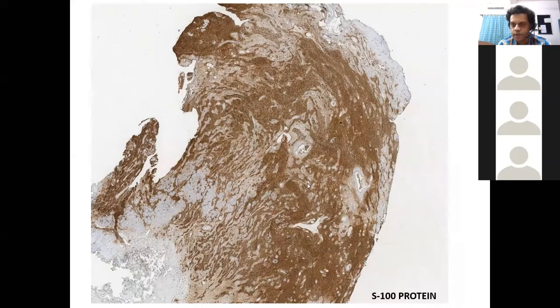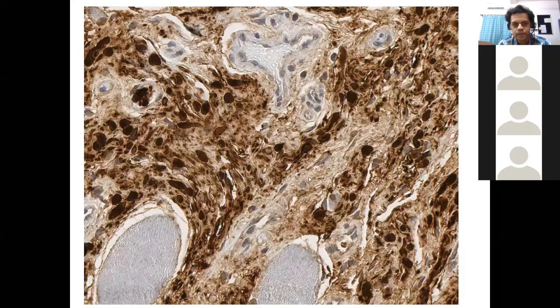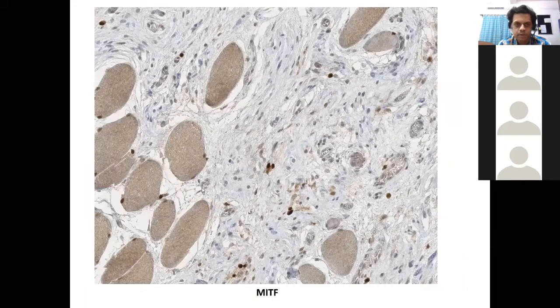This strong S100 positivity is one thing which goes in favor of a diffuse neurofibroma. See, nicely the skeletal muscle elements are getting infiltrated in between by these S100 positive elements. Again, beautiful nuclear as well as cytoplasmic positivity, just the kind that we expect in a Schwann cell. MITF, microphthalmia associated transcription factor, is characteristically known in the case of melanoma, but it is also expressed in the nuclei of skeletal muscles. So see this beautiful contrast. They did it to exclude melanoma basically. So it picked out these nuclei as an internal positive control, and showed that these cells are negative. Very nicely done.